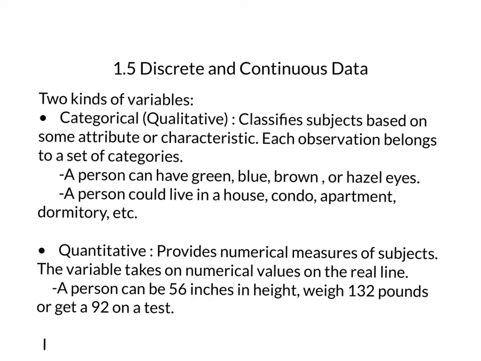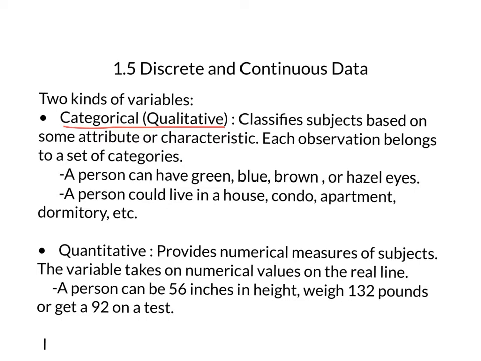Section 1.5 is about discrete and continuous data. There are two kinds of variables. The first type is categorical, also called qualitative. Categorical variables classify subjects based on some attribute or characteristic. Each observation belongs to a set of categories.